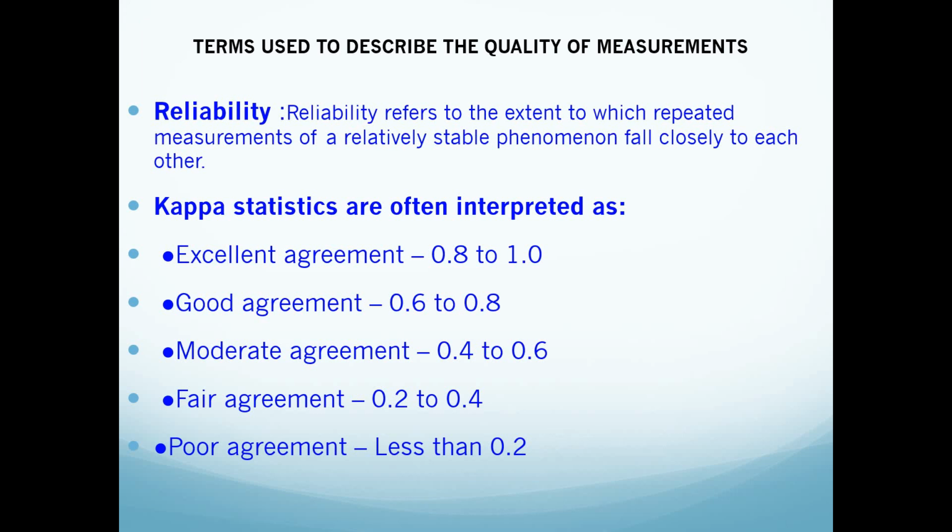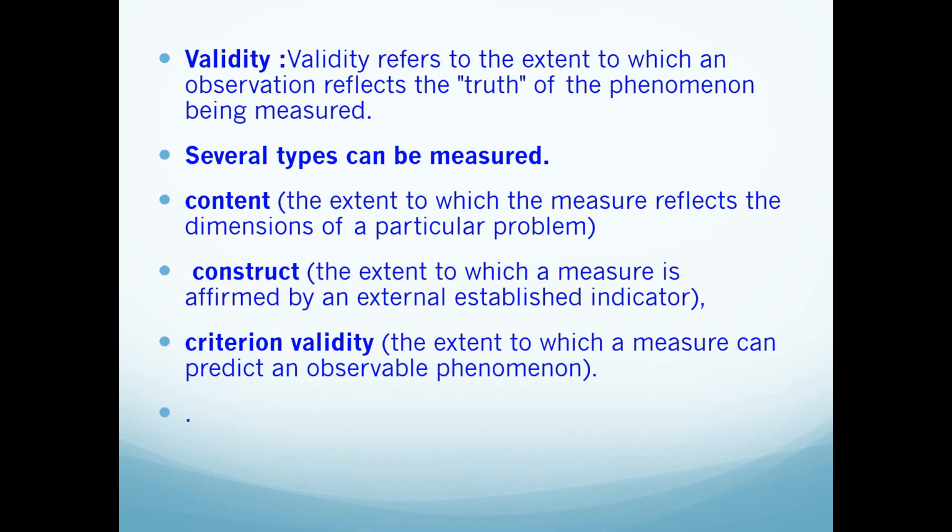The kappa statistics are often interpreted as excellent with 0.8 to 1, good 0.6 to 0.8, moderate 0.4 to 0.6, fair 0.2 to 0.4, and poor less than 0.2. When we are talking about validity, we are talking about the extent to which an observation reflects the truth of the phenomena being measured. So this is a valid test. It's telling us that this test is reflecting the truth of the results.